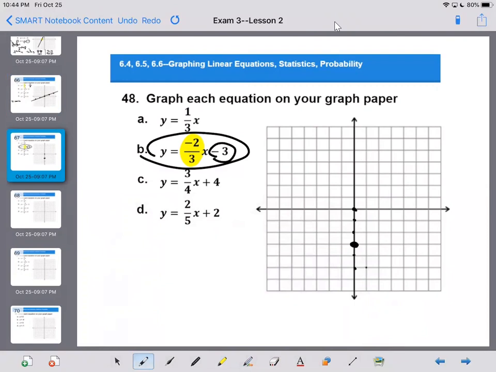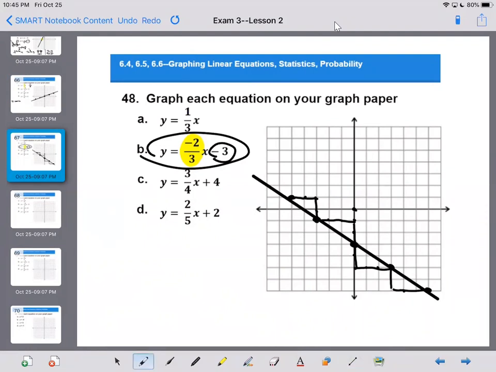1, 2, 3. Down 2 to the right 3. Or from the -3 y-intercept, I could go up 2 to the left 3. Up 2 to the left 3. Notice what I'm creating is I'm really creating these slope triangles. So the slope is negative.